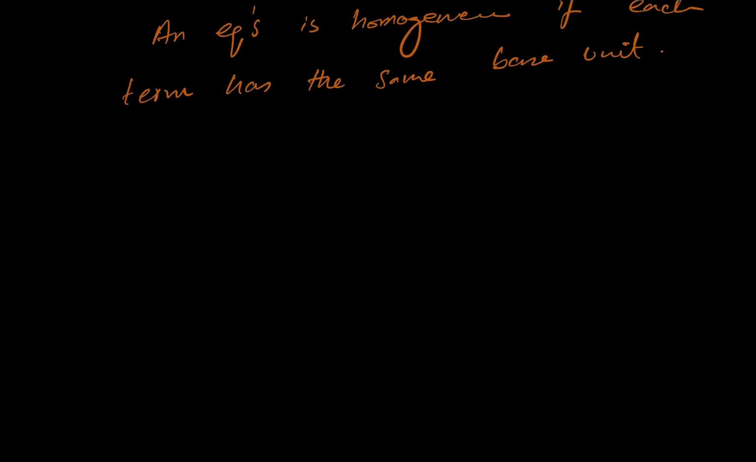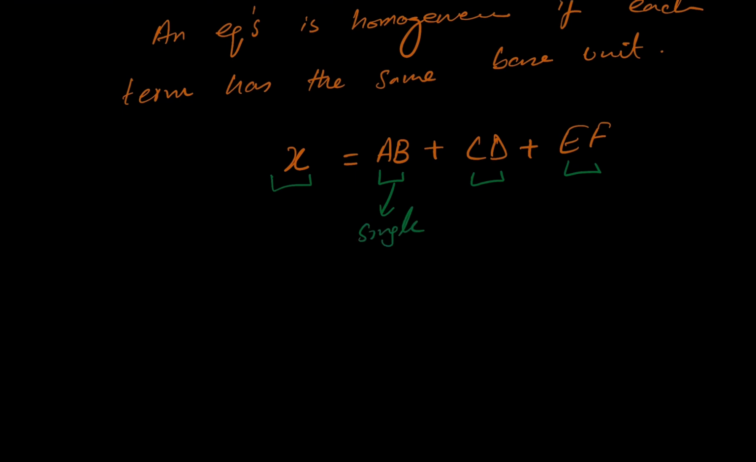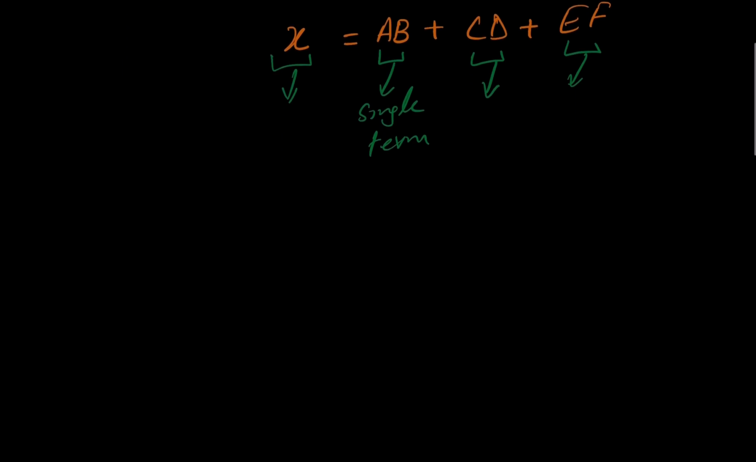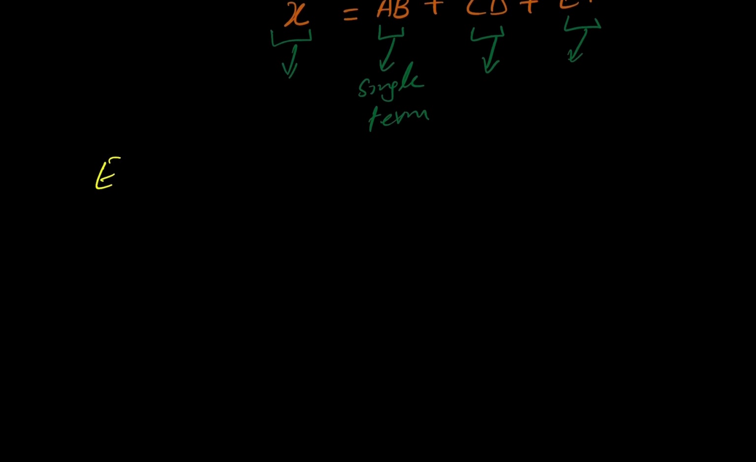Let's suppose there is some term x is equals to ab plus cd plus ef. So this x, this ab, this cd, this ef, they are considered as a term. This ab is a single term, right? So this term, this term, this term, and this term, if they all have the same units, they will be considered as homogeneous.